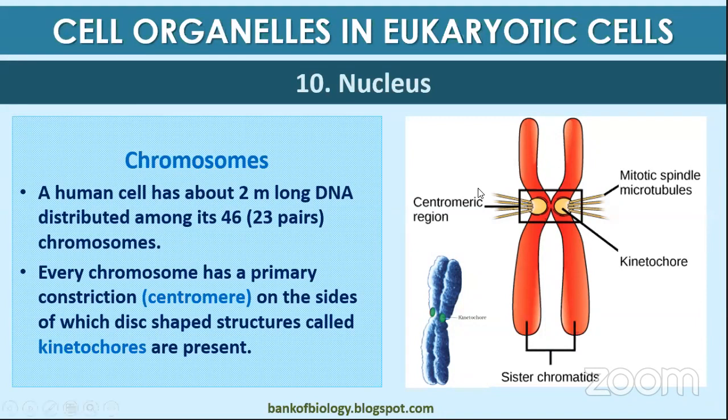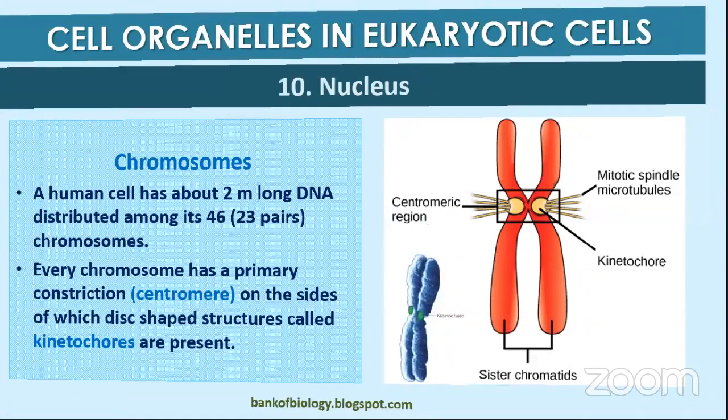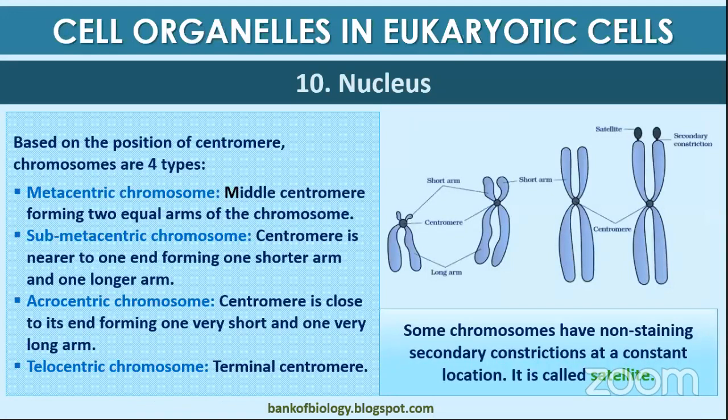Then coming to the nucleus. In the nucleus, we have the chromatin network, which will form chromosomes at the metaphase stage. The chromosomes have a constriction called the centromere, which is called the primary constriction. Based on the location of the constriction, you have three types: metacentric, submetacentric, and acrocentric chromosomes.